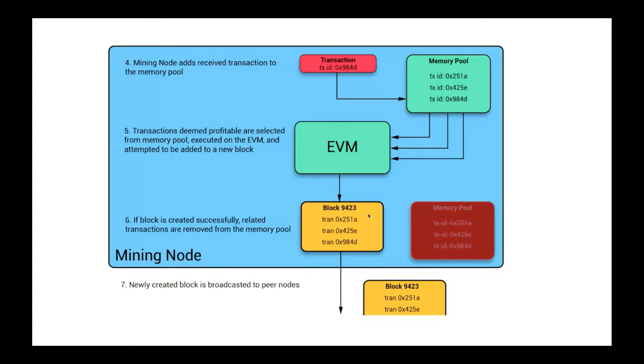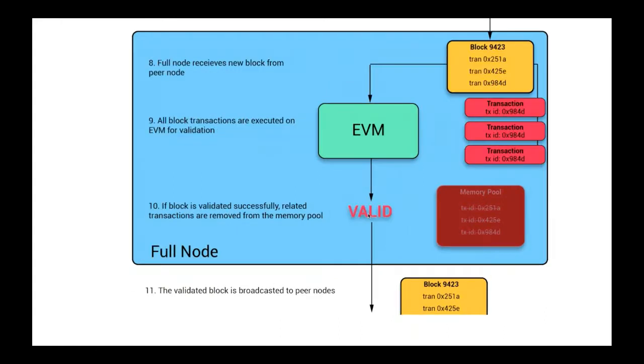If the transactions are deemed profitable, they are selected from the memory pool, executed on the EVM, and attempted to be added to the new block, right? If the new block is created, right, we found that problem, the related transactions are going to be removed from the memory pool, and the block is going to be broadcast out to the rest of the network. And then essentially the rest of the nodes are going to validate that particular block.